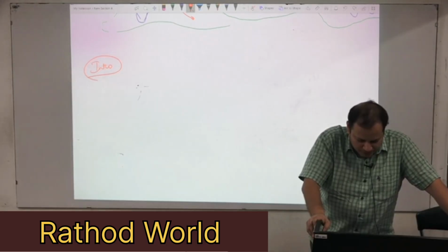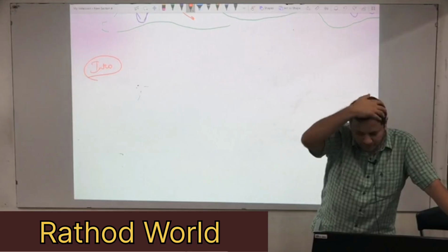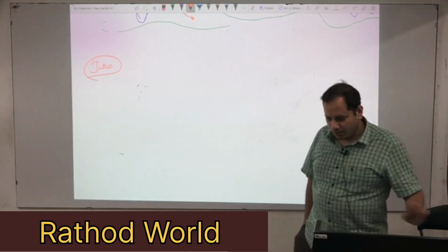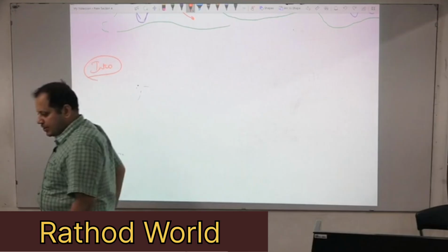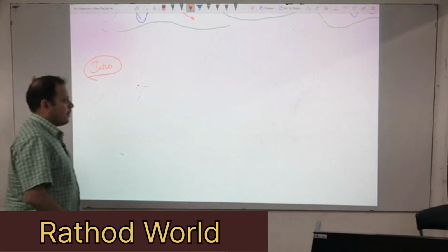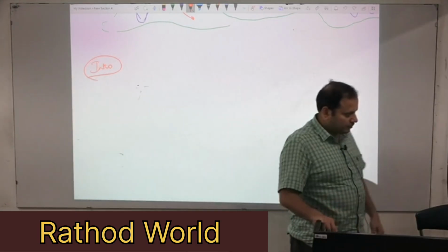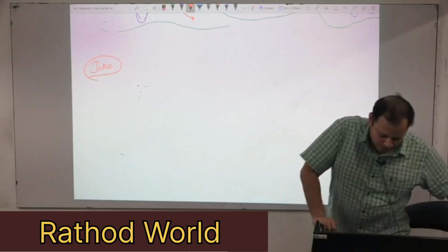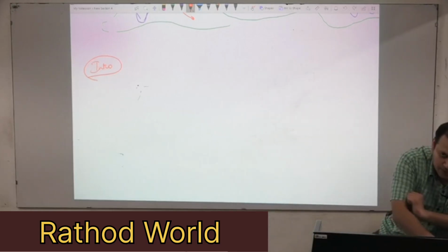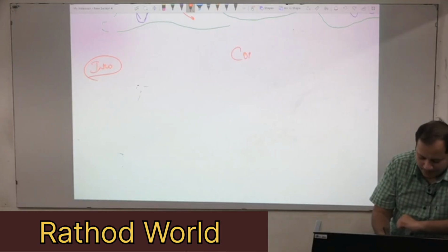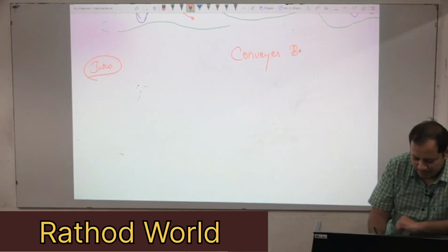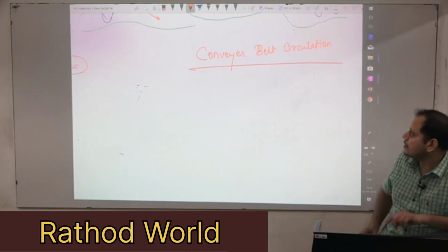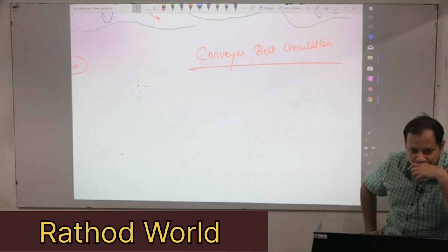The global ocean circulation model is also known as conveyor belt circulation.